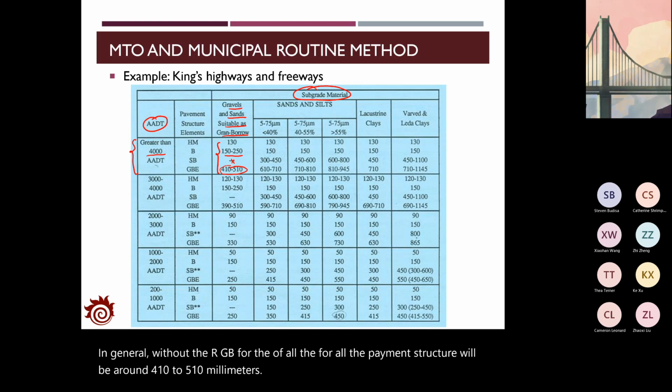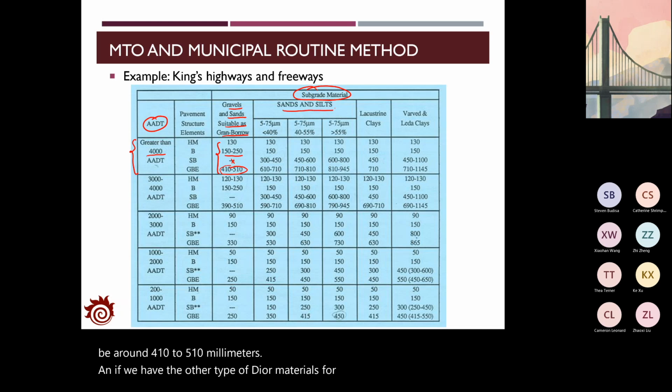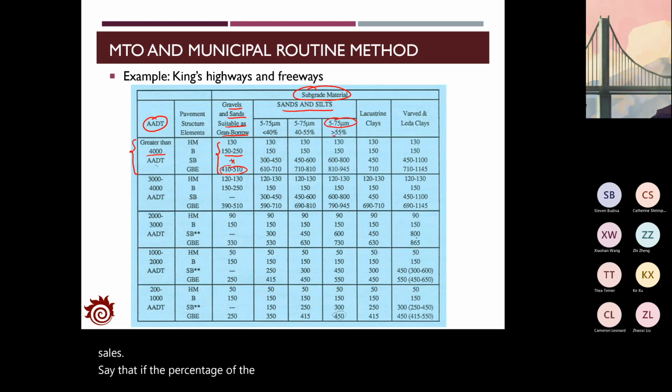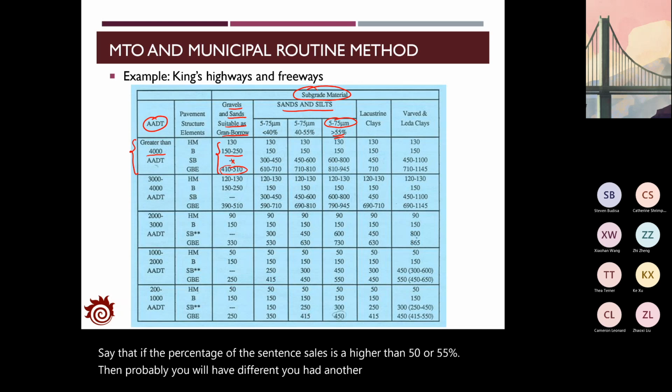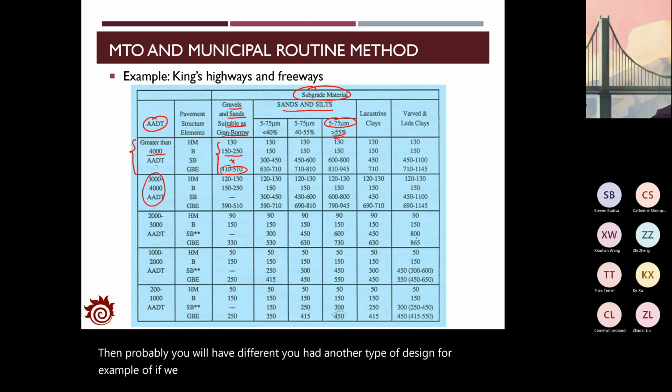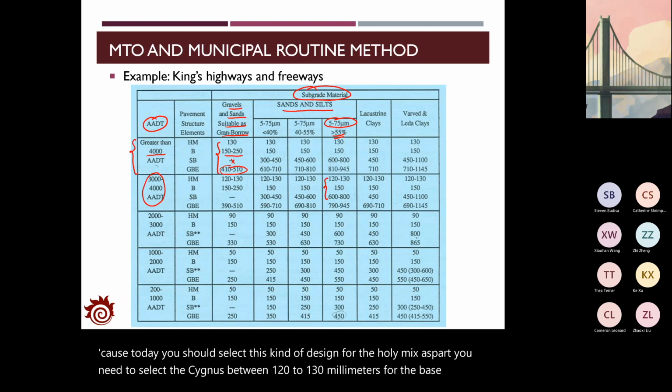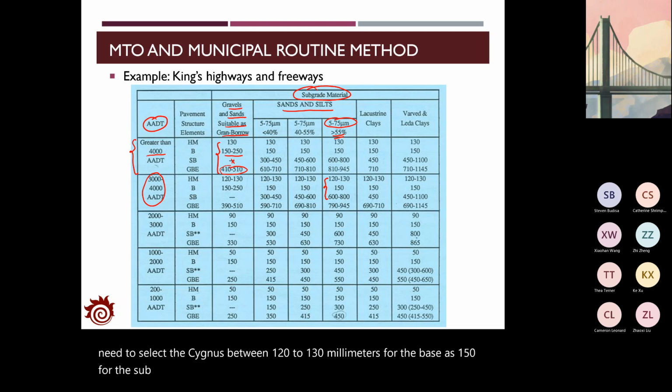And if you have other types of materials, for example sand and silts, say if the percentage of sand and silts is higher than 55%, then you will have another type of design. For example, if we consider an ADT of 3,000 to 4,000 vehicles per day, you should select this kind of design. For the hot mix asphalt, you need to select a thickness between 120 to 130 millimeters. For the base, 150. For the subbase, 600 to 800 millimeters.